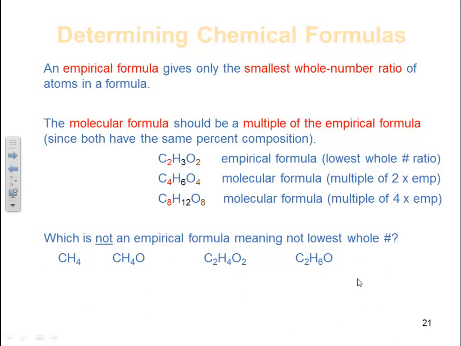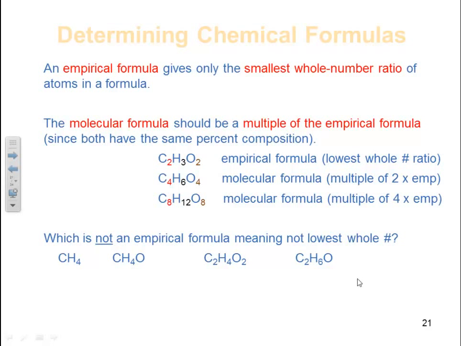Let's make sure we understand what an empirical formula is, okay? Which is not an empirical formula, meaning not the lowest whole number ratio? Well, look at CH4. That's not divisible by anything. I got a 1 and a 4, so that's fine. Is CH4O an empirical formula? Yes, that's all lowest whole number ratio. It's not divisible by anything.